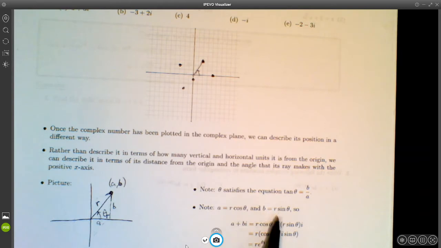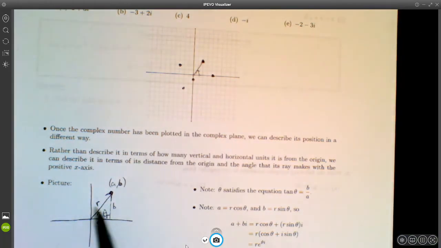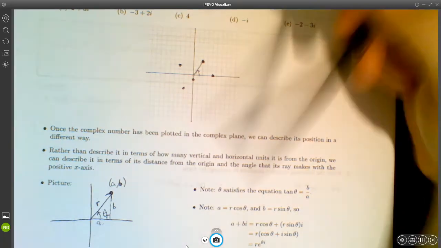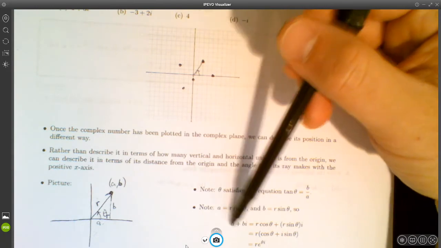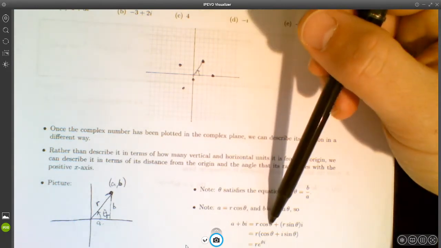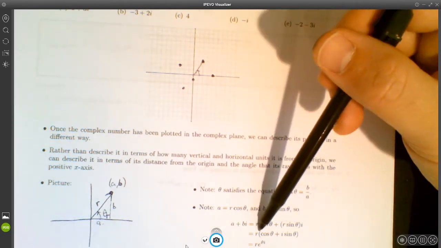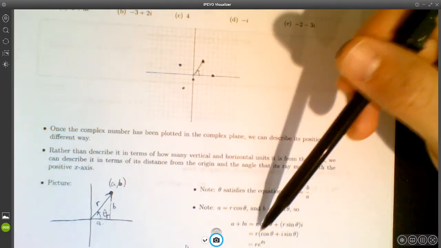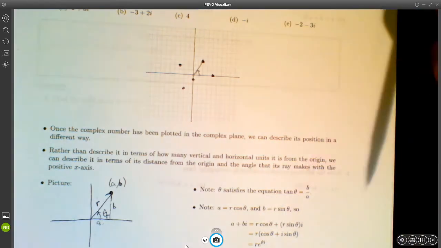Similarly, b is r sine theta, right? Because sine theta is b over r. Solving for b, we would multiply through by r and get r sine theta equals b. So, really, when we're describing a complex number, a plus bi, we can rewrite a as r cosine theta, and we can rewrite b as r sine theta, and we can factor out the r, and so we see that a plus bi is equivalent to r times cosine theta plus i times sine theta.